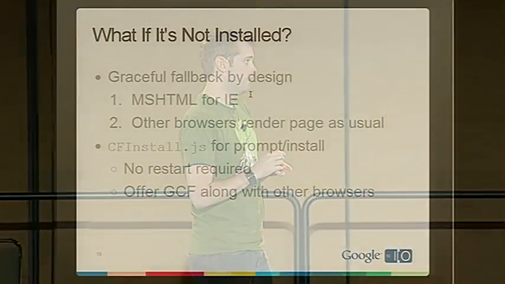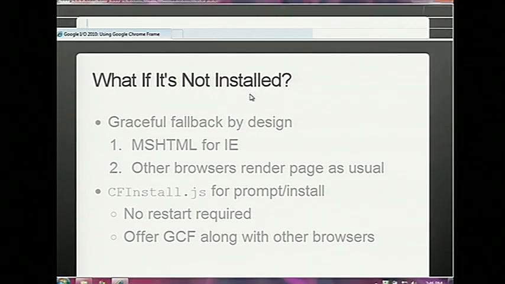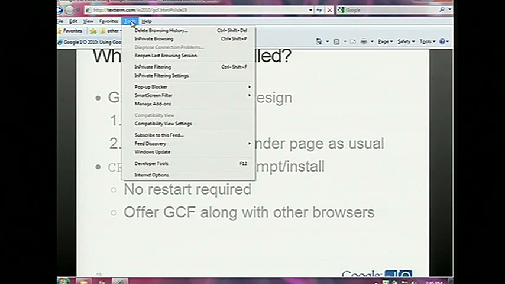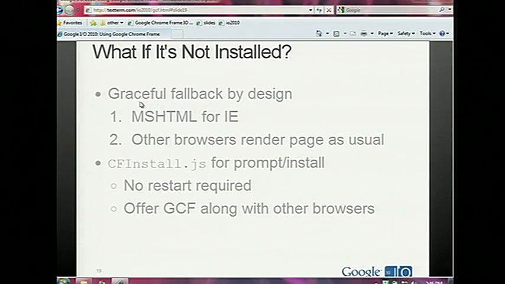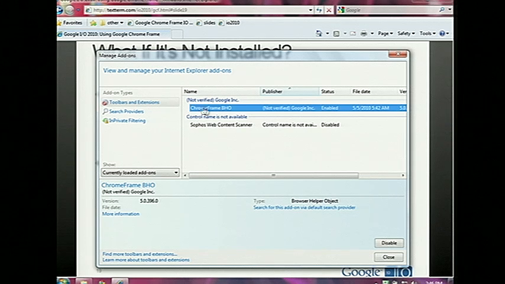So the question, of course, is what happens when Chrome Frame isn't installed? When Chrome Frame isn't installed, you get the regular IE rendering of a document. And in fact, let's go and look and see what happens there. Chrome Frame depends not only on being installed, but also on being enabled. So we can come in here, and we can disable Chrome Frame. Manage add-ons. So I'm going to disable that.